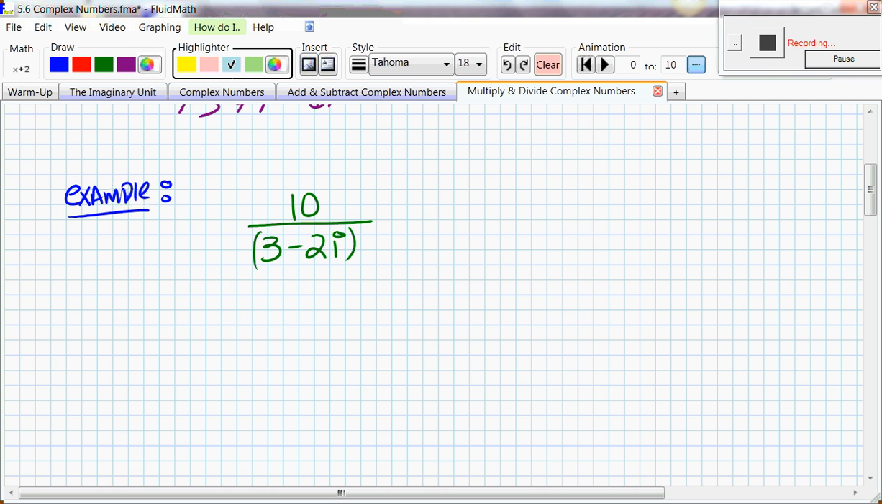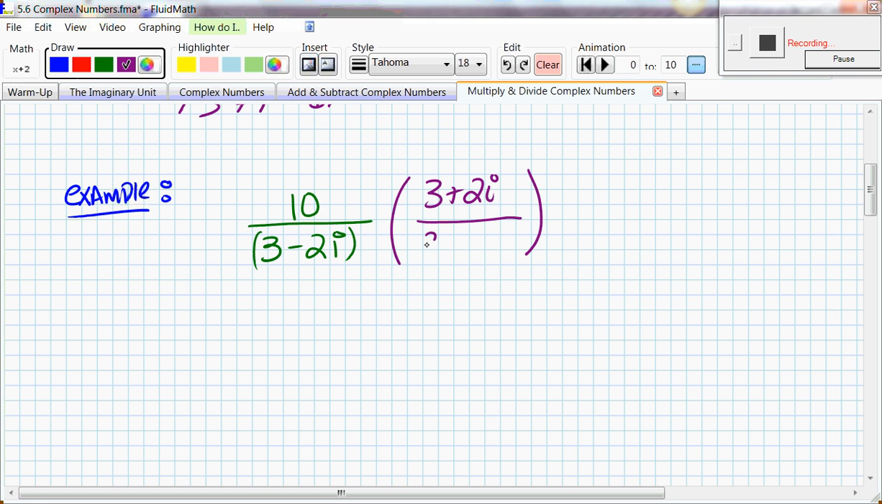10 over 3 minus 2i. Whoa. Whoa is correct. Okay, so this is the final example. We're dividing a complex number, right? Okay, there's a trick to get yourself out of this crazy situation. And the trick is multiplying by something that looks like this. 3 plus 2i, 3 plus 2i.